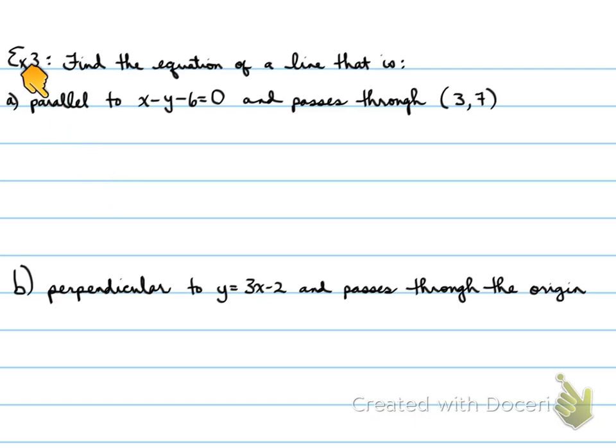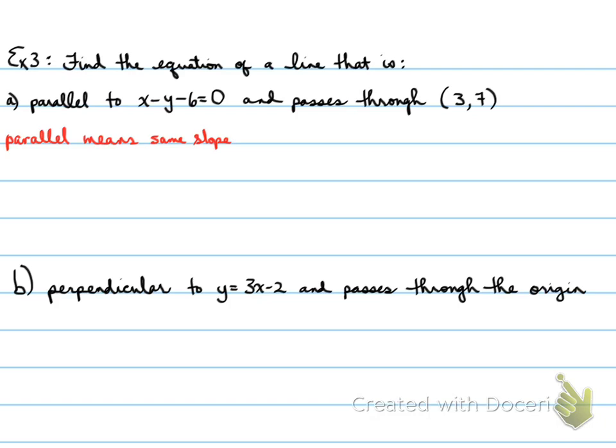In the first case, we're going to find the equation of a line that's parallel to this and passes through this. So we need a slope and a point. We have our point, but we don't have our slope. Well, or do we? Remember, there's a definition about parallel. Parallel means that they share the same slope. So both lines, this line and the line that we're looking for, share the same slope.